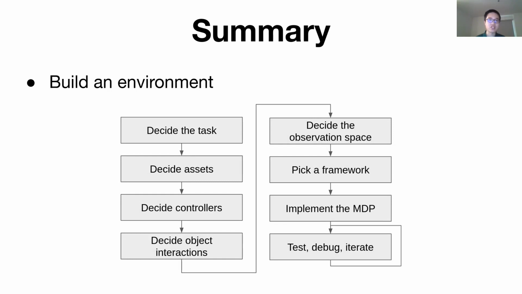To summarize this section, here is a flow chart for the steps. To build an environment, we need to decide the task, decide the assets, decide the controllers, decide the object interactions, decide the observation space. Then we pick a framework, implement the MDP, and finally test, debug, and iterate.